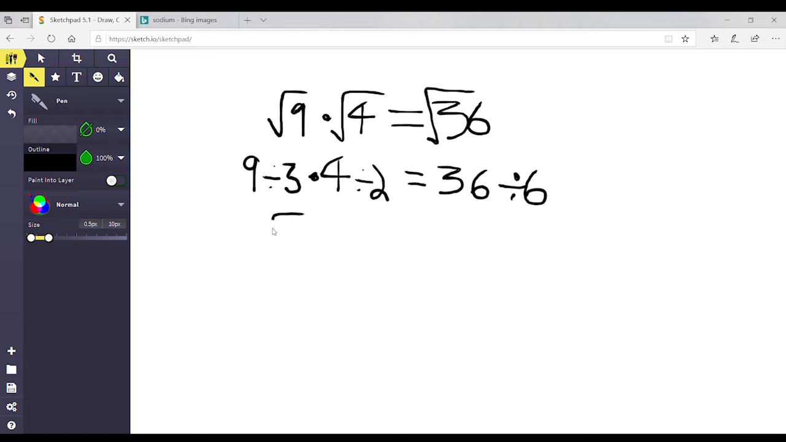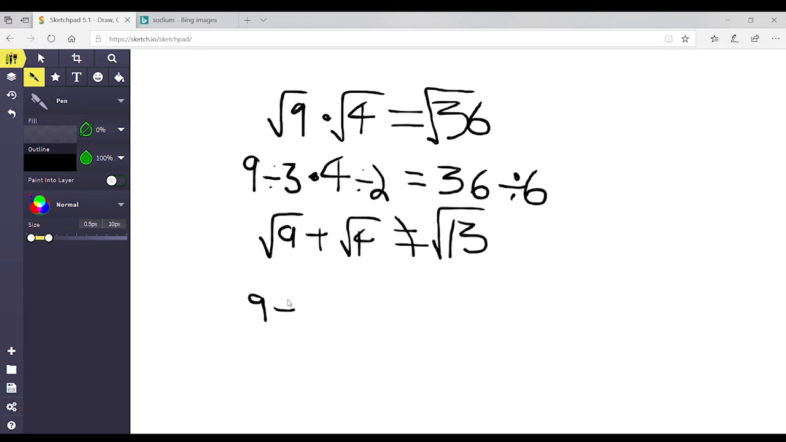Now let's try addition. The square root of 9 plus the square root of 4 does not equal the square root of 13. That's just adding them under the radical. So we're saying 9 divided by 3 plus 4 divided by 2 does not equal 13 divided by the square root of 13.